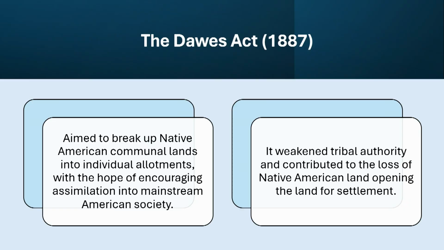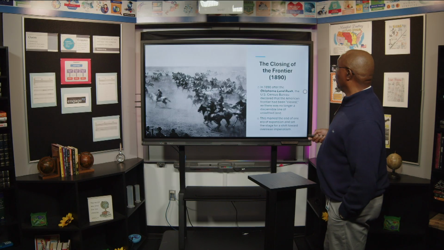It aimed to break up Native American communal lands into individual allotments with the hope of encouraging assimilation into mainstream American society. It weakened tribal authority and contributed to the loss of Native American land, opening the land for settlement. And that's one of the big impacts of the Dawes Act of 1887.